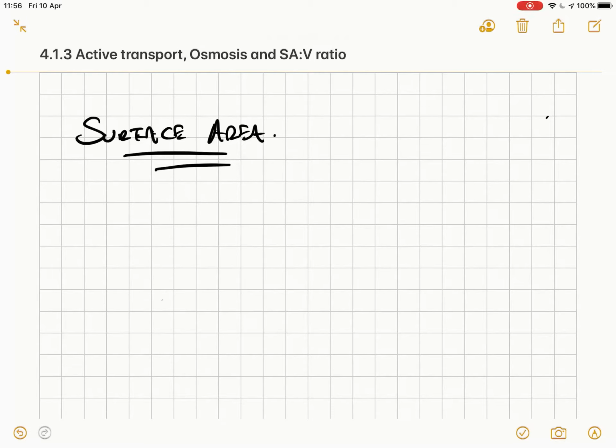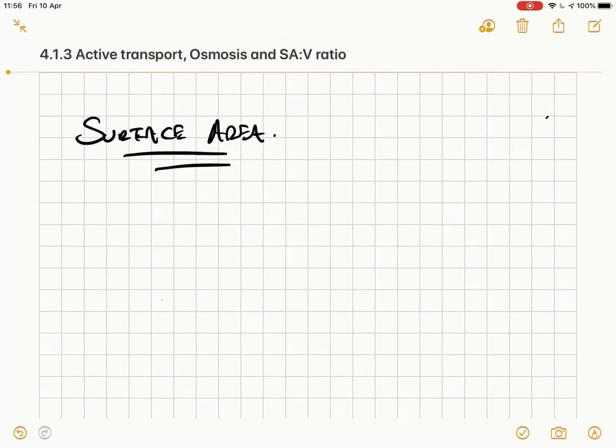Okay, guys. So this is the final part of the cell biology module on the AQA spec. We're going to be talking about these three topics. Last lesson, I finished off by talking about diffusion and what speeds up diffusion. Today, I'm going to quickly go through how to calculate surface area to volume ratio, which is something slightly different.